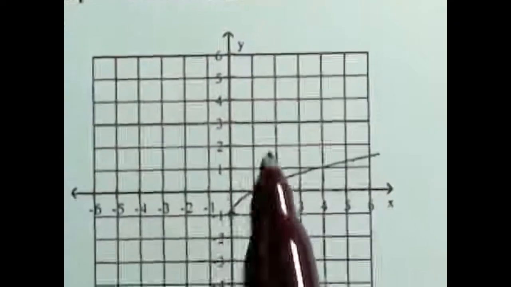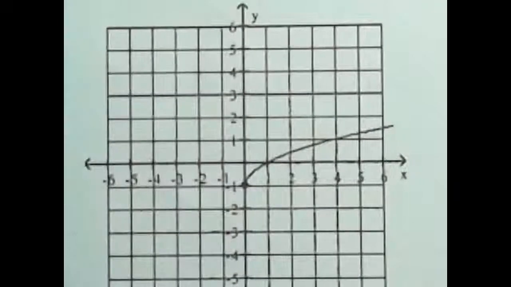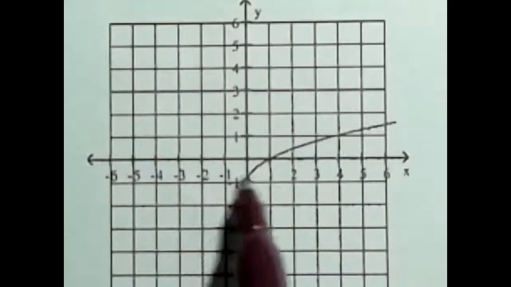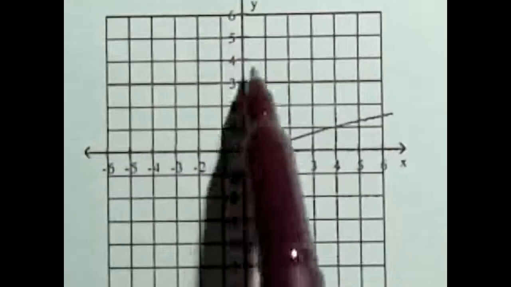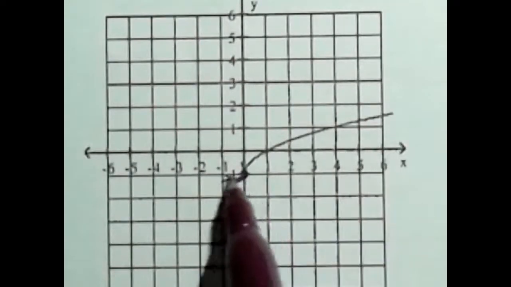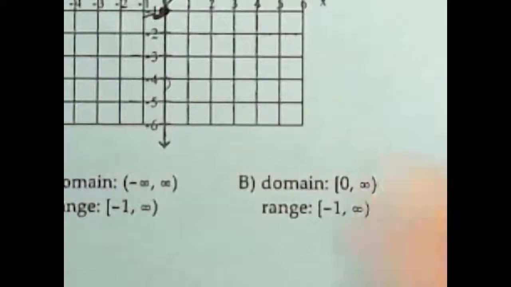Now, looking at your domain, domain is how it's going right and left, right? So what's your smallest value going right and left? Well, your smallest value is 0 because it's on the y-axis, so it's 0. And then it's going to go this way. And it's a solid dot, so we need a bracket, so it would be 0 to infinity. So the answer would be B because it goes from 0 to infinity.